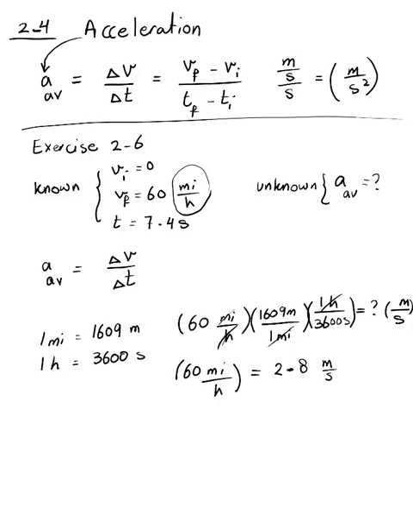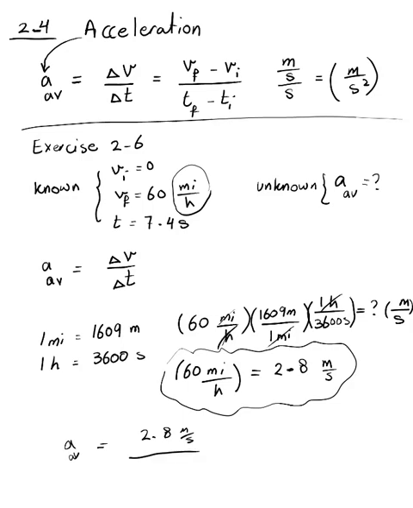Okay, now that I know the conversion, I'm going to make it a little bold so I don't make a mistake. So I can write that the average acceleration is 2.8 meters per second divided by time, and time is 7.4 seconds.